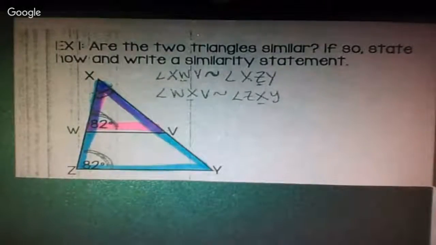That means they're similar. If you do that symbol with the equal sign, that means they're congruent. If you just do that symbol, that means that they're similar.